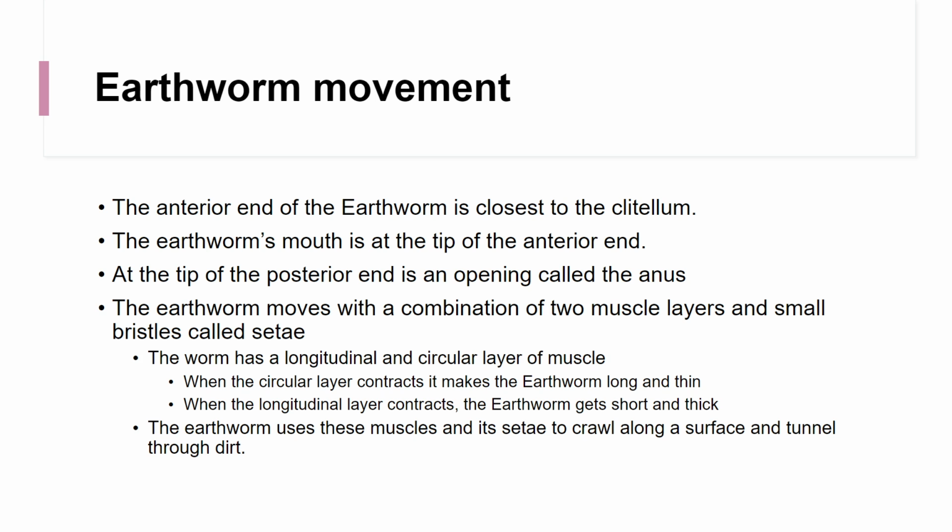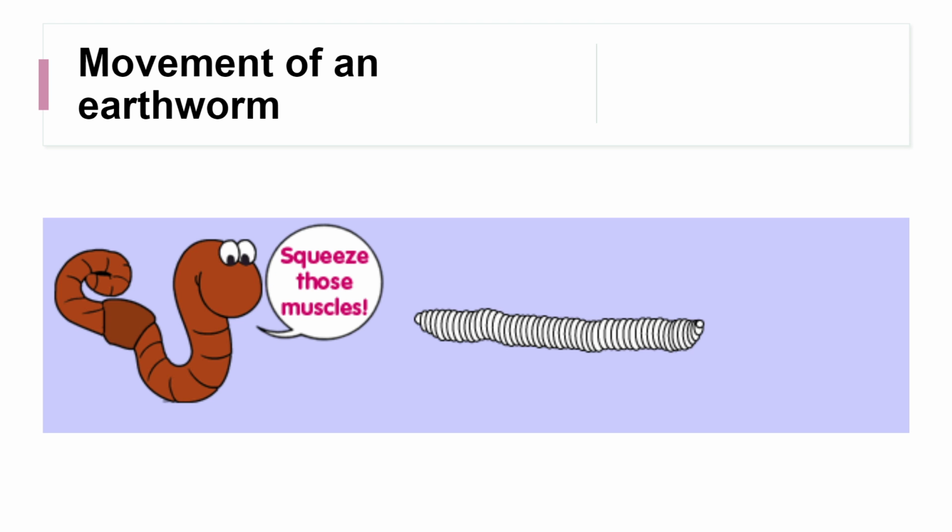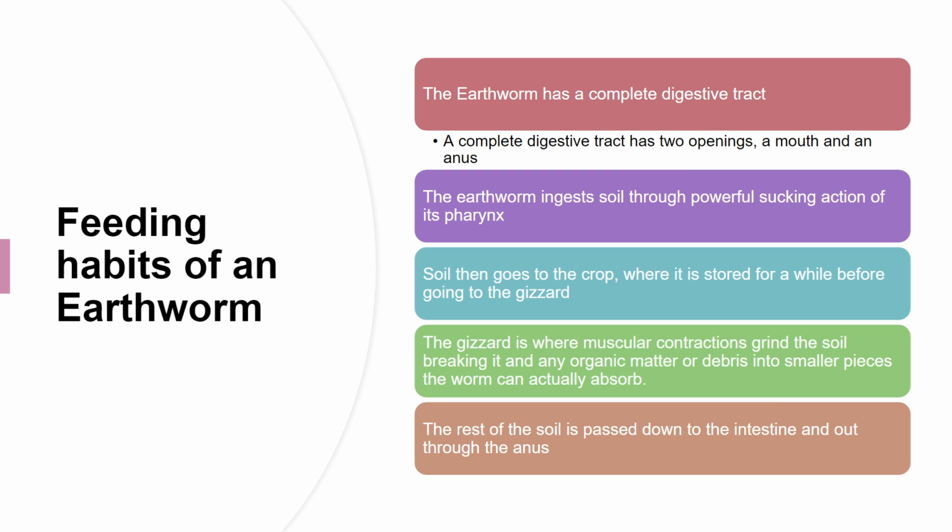And the earthworm moves with a combination of muscular movement, using essentially two layers of smooth muscle. They also use small bristles that are on their underside called setae. The worm has longitudinal and circular layers of muscles to have that characteristic worm-like movement performed. And we see that the earthworm uses these muscles and its setae to crawl along the surface and tunnel through dirt. So the movement of an earthworm is essentially using muscles that go from segment to segment to produce that scrunching movement and then elongation that follows.